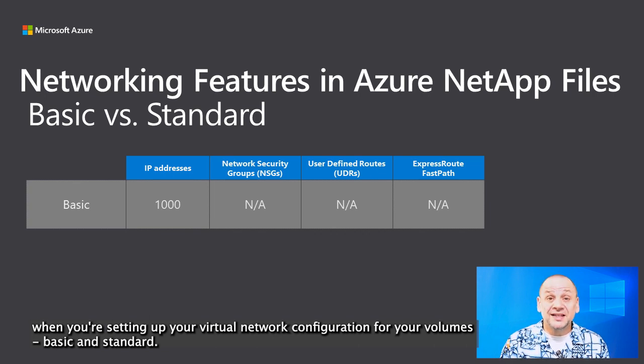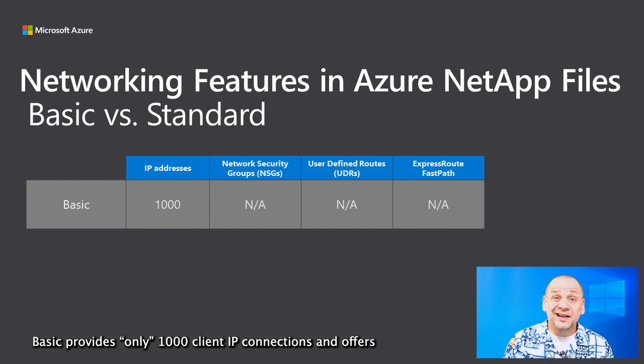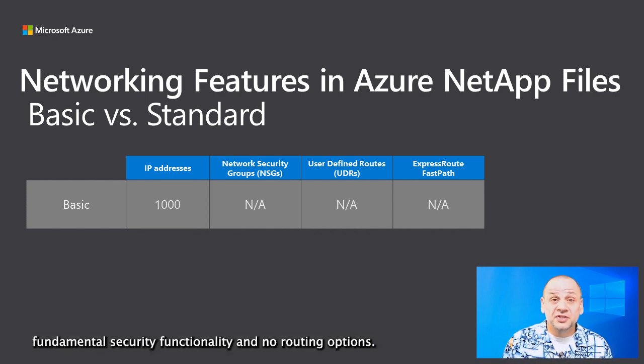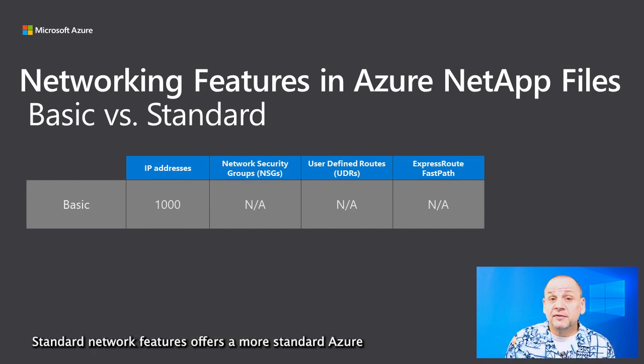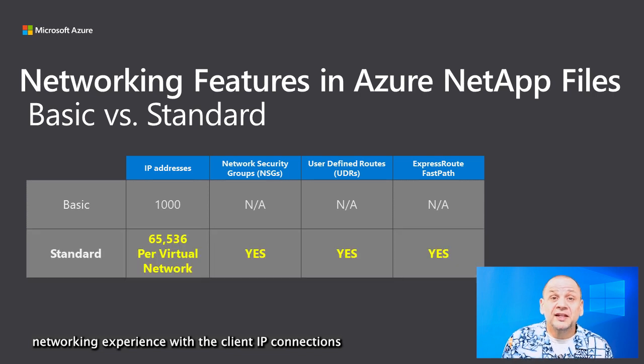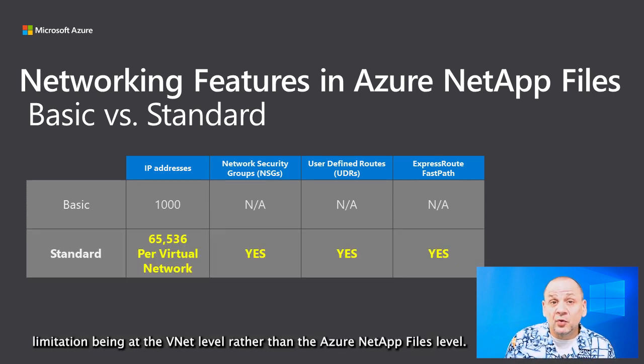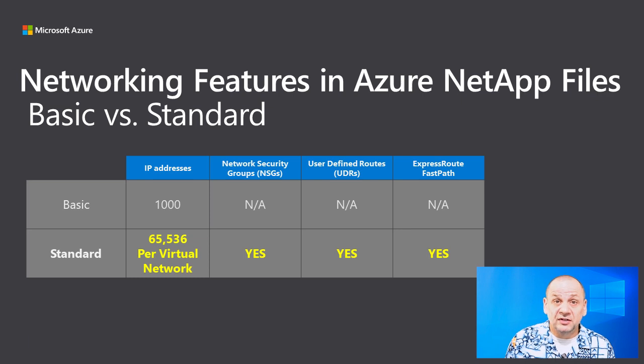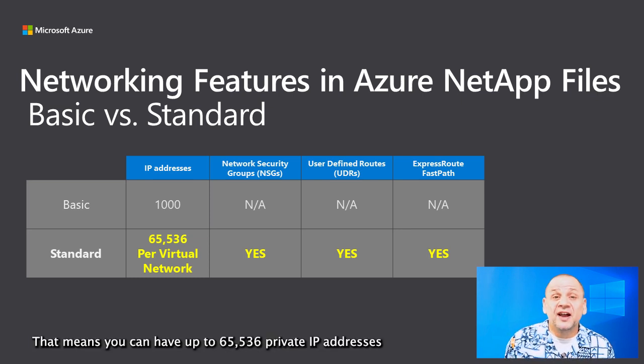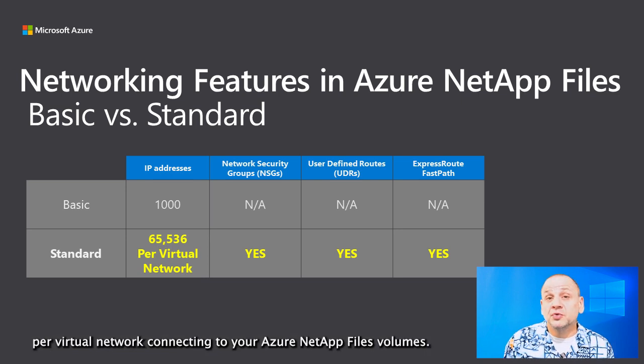volumes: Basic and Standard. Basic provides only 1,000 client IP connections and offers fundamental security functionality and no routing options. Standard network features offers a more standard Azure networking experience, with the client IP connections limitation being at the VNet level rather than the Azure NetApp Files level. That means you can have up to 65,536 private IP addresses per virtual network connecting to your Azure NetApp Files volumes.